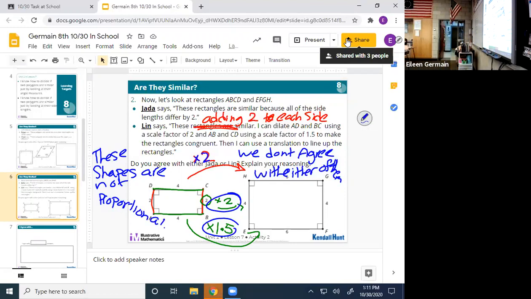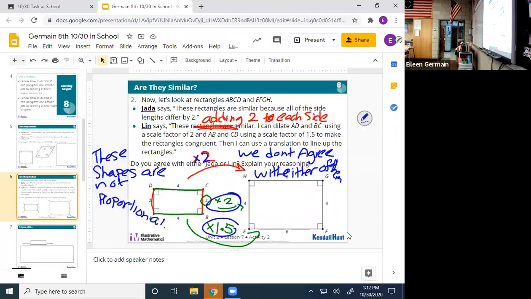Let me see what's in that chat. Well, yes, Diego, that's the point. We said that the scale factor from 4 to 6, we had to multiply. If you look at the green line down here, we multiply by 1.5. So if we look at the red sides, the scale factor would be 2, and the 2 does not take me from the 4 to the 6. Nice catch there, Diego. Fantastic.